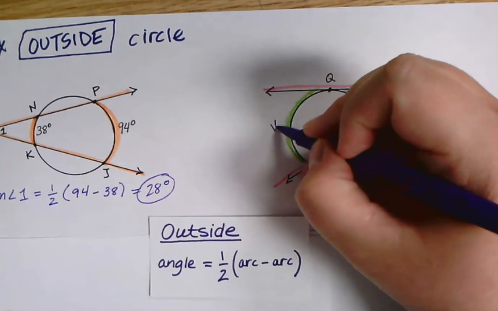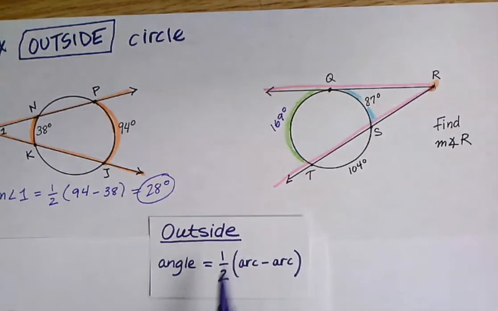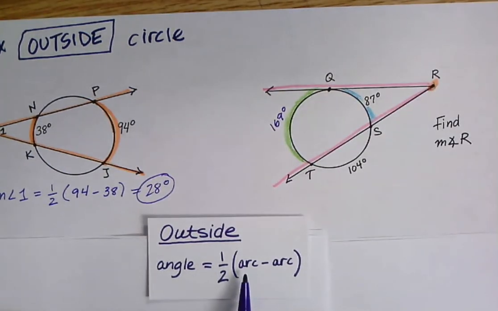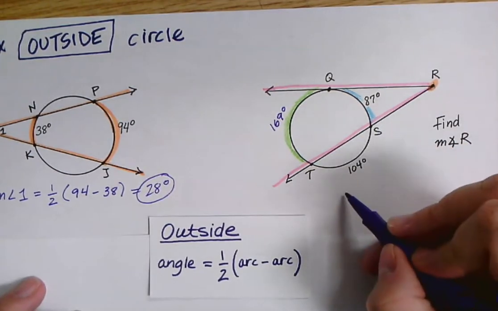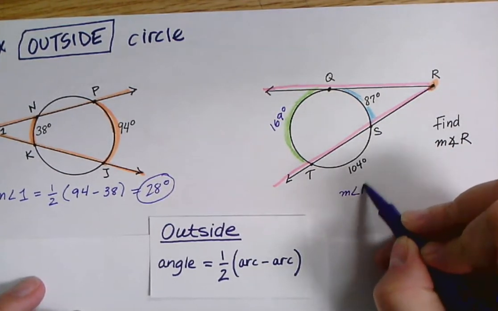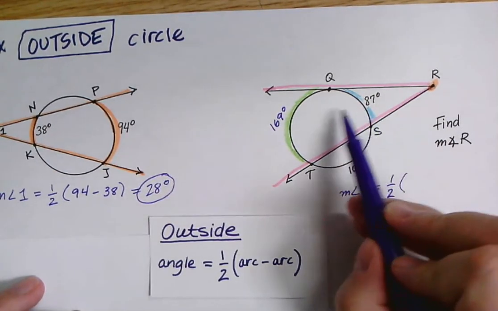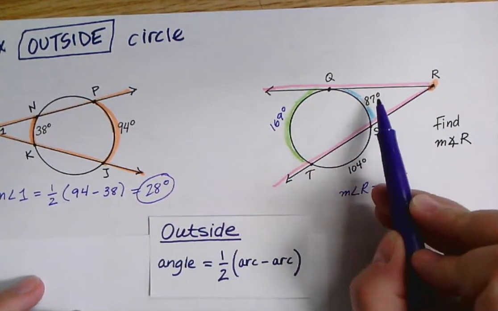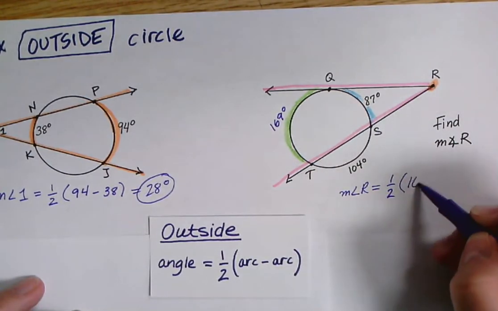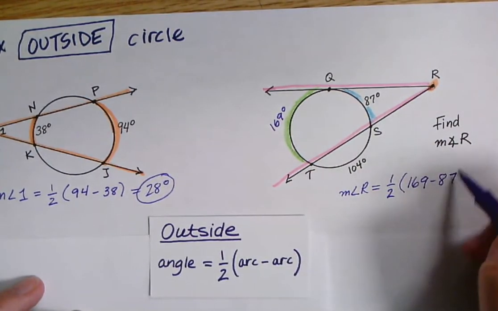So now I have all the information I need to fill it in here and solve. The measure of angle R is 1/2 the difference between the two intercepted arcs. 169 minus, difference means subtract, minus 87.